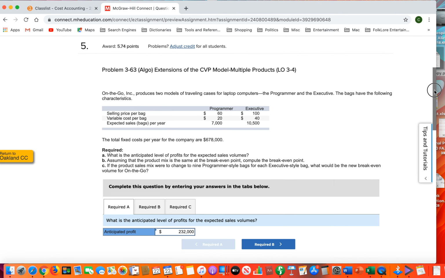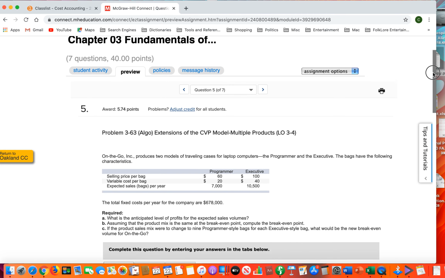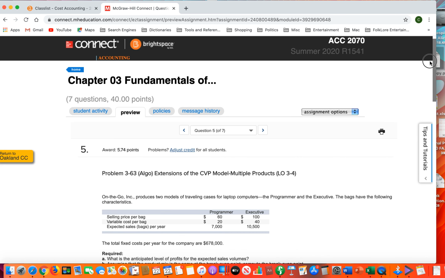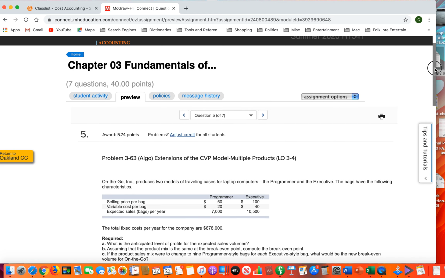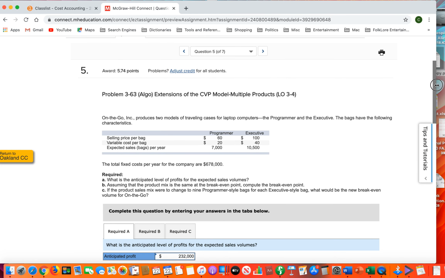The sales volume, again, as you can see here, there's 232,000. If you take the 280,000 contribution margin plus the 630,000 contribution margin, that's altogether $910,000 in contribution margin, and you subtract the cost, and that will be the profit, 232,000.